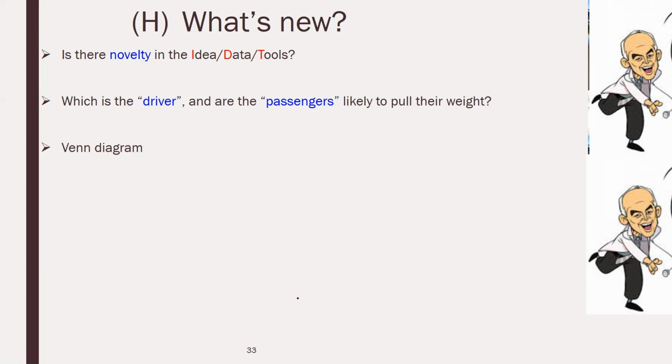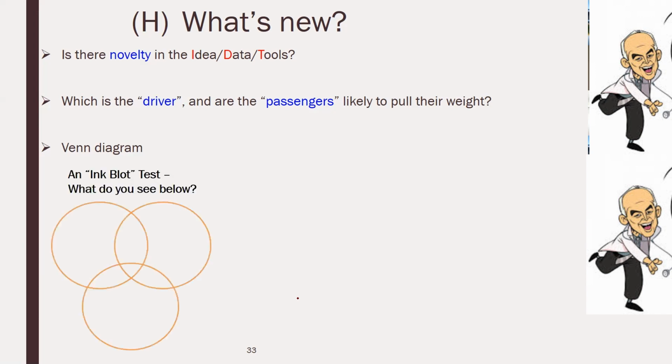And then you can see which one is the driver of the novelty. It may be the data that is driving the other parts. It may be the tools. It may be the idea. What do you see here? The Venn diagram. Can anyone see something different?